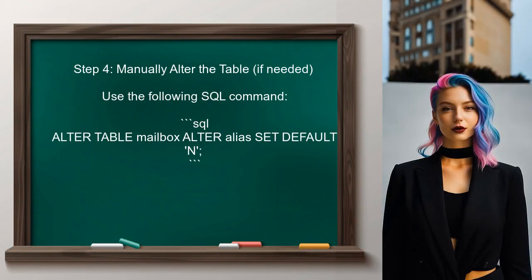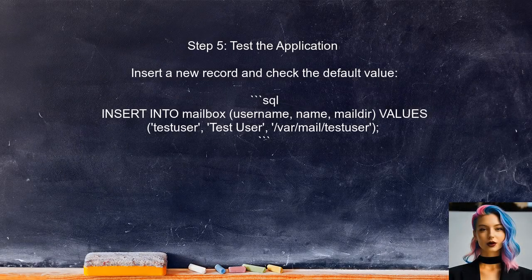If the default value still does not appear, the user may need to manually alter the table in the database to set the default value for the enum field. Finally, the user should test the application to ensure that new entries in the mailbox table now default to the specified value for the alias field.